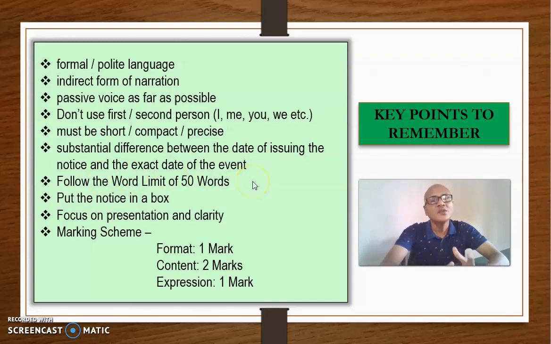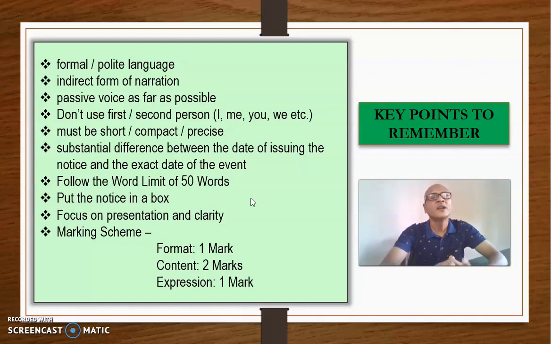Next, let me talk about another significant point about notice writing, which is its word limit of 50 words. You all have to stick to writing your notice within the prescribed word limit of just 50 words. You're not supposed to exceed this prescribed word limit of a notice. Next, you have to put your notice in a box. And then you also must remember to focus on your presentation and clarity. Whatever you write in your notice, you have to be very clear about the same.